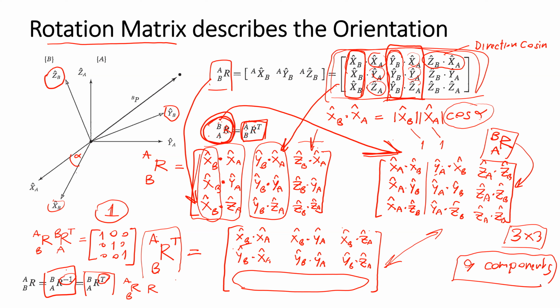But in the physical meaning, only 3 components, only 3 variables should be enough to explain the orientation. But why? When we compose the rotation matrix, we got 3 by 3 or 9 components. It seems like we should have a simple way to describe the orientation.